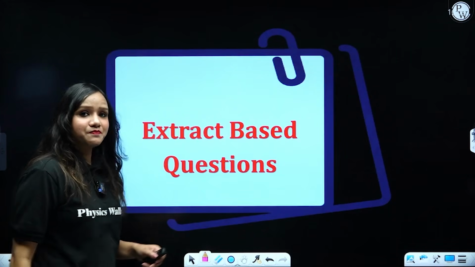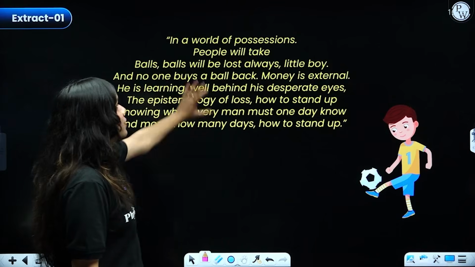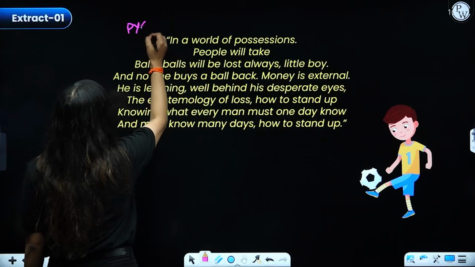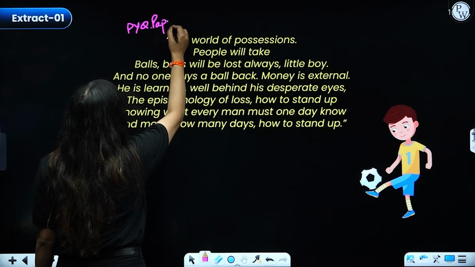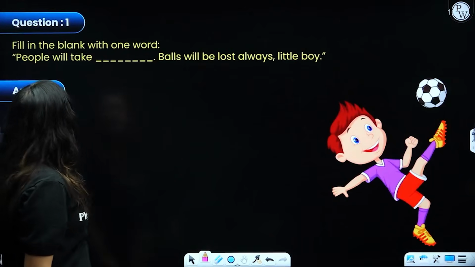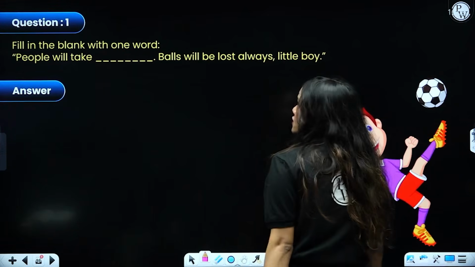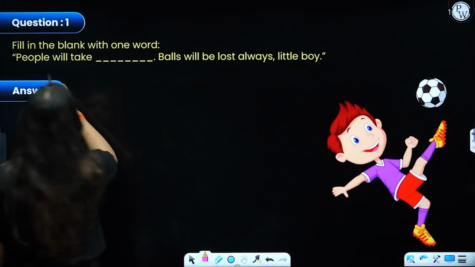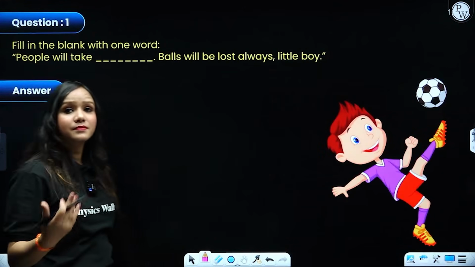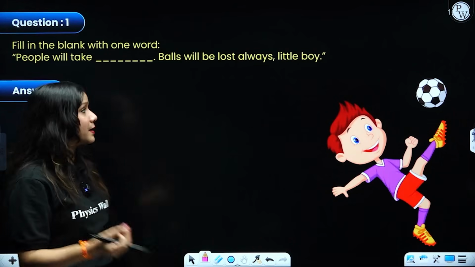Now let's have a look at the extract-based questions. This is the extract right in front of you, "In a world of possession." This was the question that was asked in the previous year question paper, right? So please have a look at it. "Balls will be lost always. People will take, balls will be lost always, little boy." So what is the answer of this particular question? People will take balls, but money cannot buy happiness. You can take a ball, but you cannot buy those childhood memories.